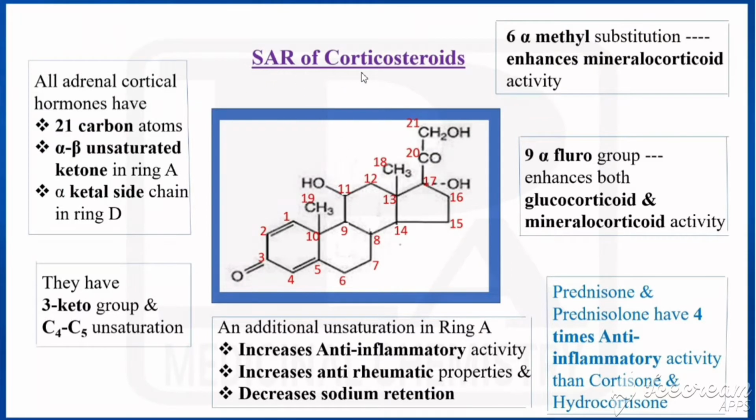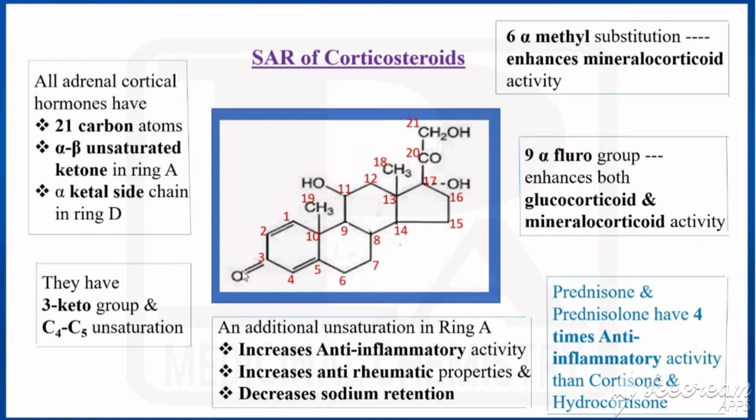Dear students, in this class we are going to see SAR of corticosteroids. For that, first we have written the example as prednisolone. That is a glucocorticoid. So what is the structure for prednisolone? It is having the basic nucleus of steroid, two angular methyl groups. First ring, that is having two bonds inside, one between 1 and 2, another between 4 and 5.